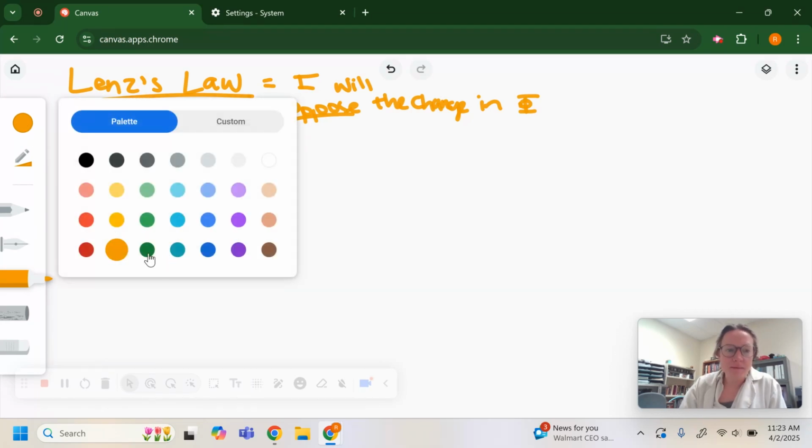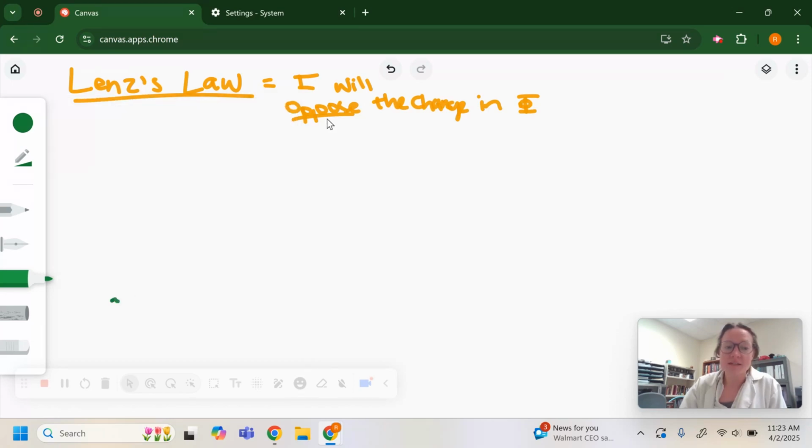I'm going to draw an example. Suppose that we had a magnetic field that was coming out of the screen like this towards you.